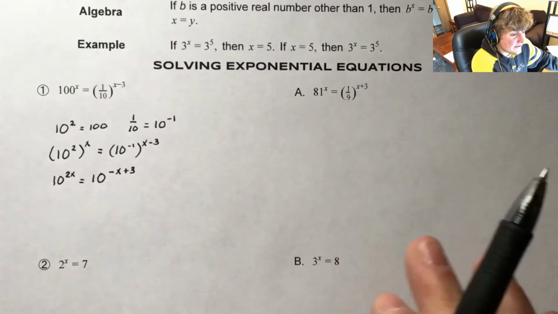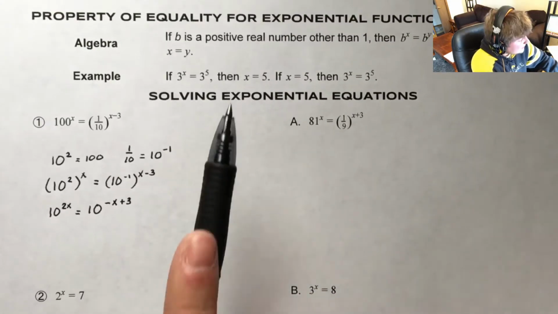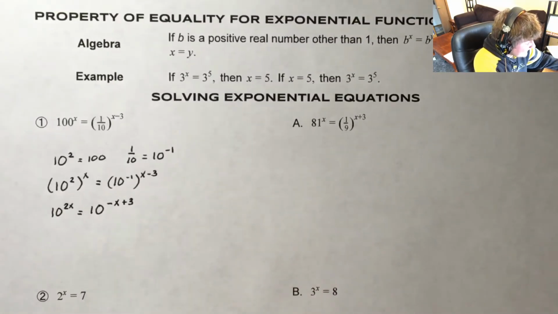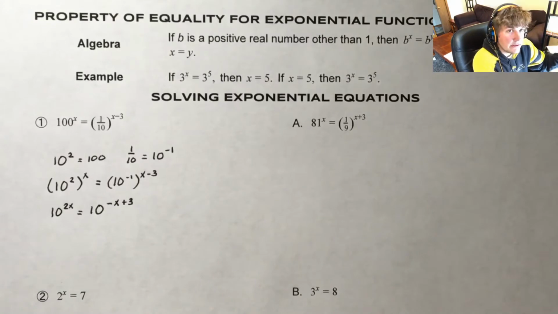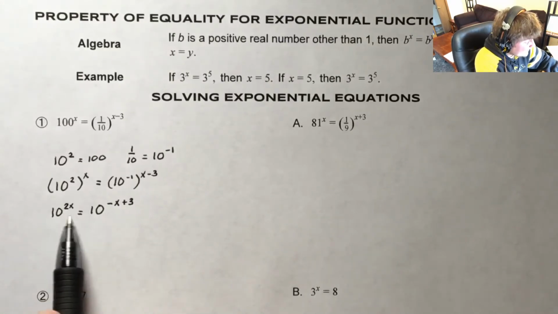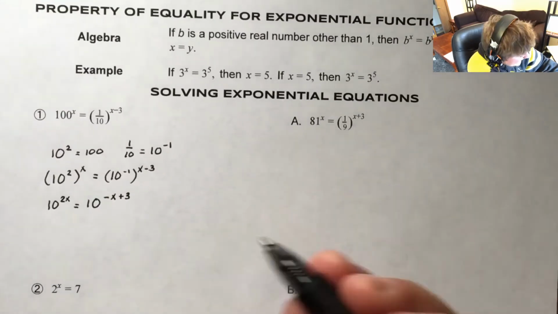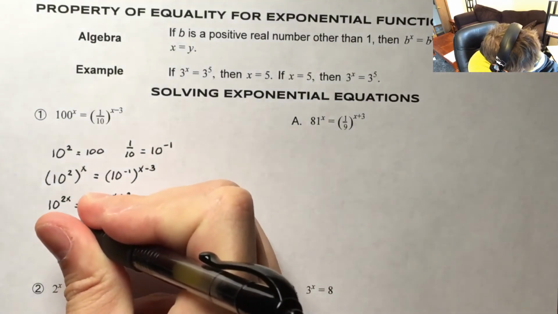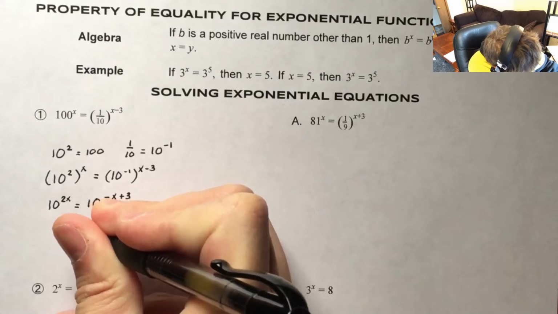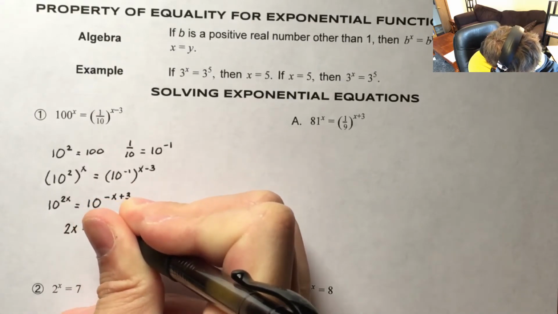Now I have it in this form, just like this property. I have a common base raised to an exponent. Okay, and so this ends up being extremely helpful because then I don't even really have to think about the base anymore. I just know that the exponents have to be equal to each other. I know that 2x is going to need to be equal to the opposite of x plus 3.